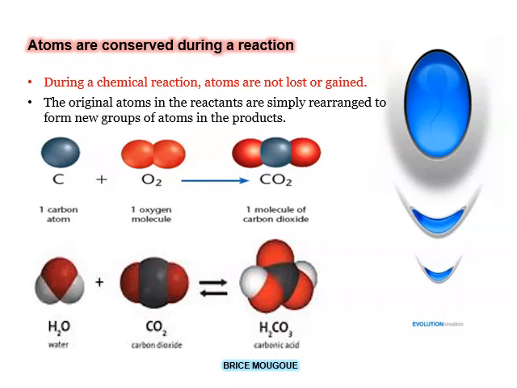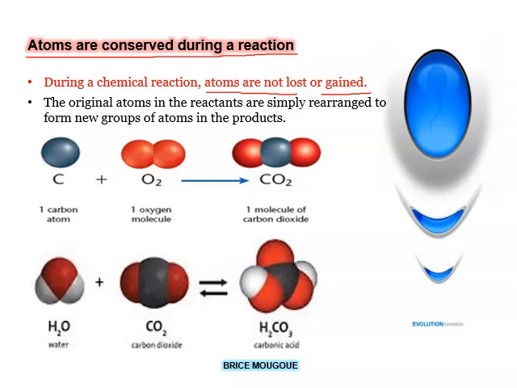During a chemical reaction, atoms are conserved. Atoms are not lost or gained during a chemical reaction. This stems down from the saying that matter is neither created nor destroyed, but just changes from one form to another form. That's all that happens. We don't create, we don't destroy, we just modify.